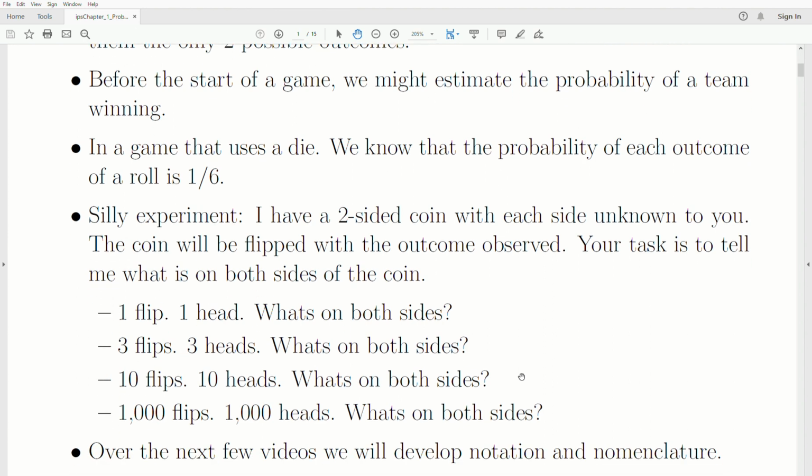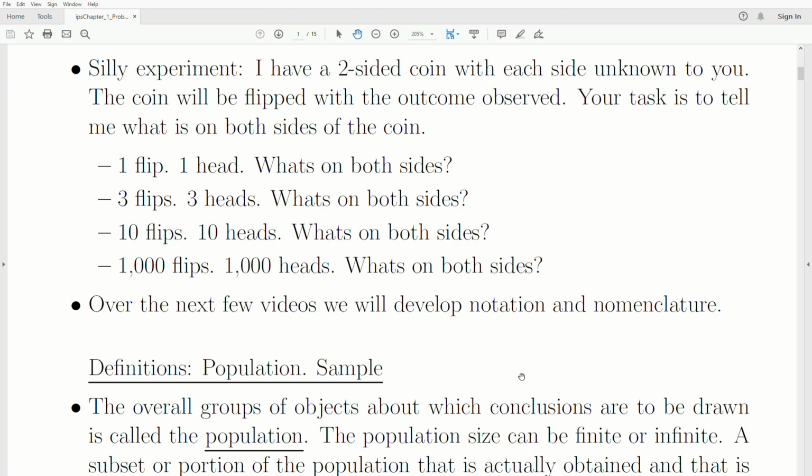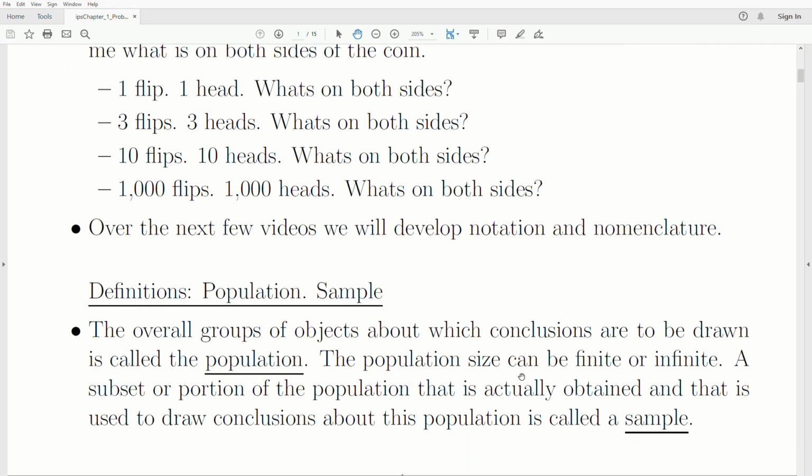Now, over the next few videos, we're going to develop notation and nomenclature, etc. So we'll go slow. Definitions of population and sample. The overall groups or objects about which we make conclusions are called the population. The population size can be finite or infinite. A subset or a portion of the population that is actually obtained and used to draw conclusions about the population is called a sample.